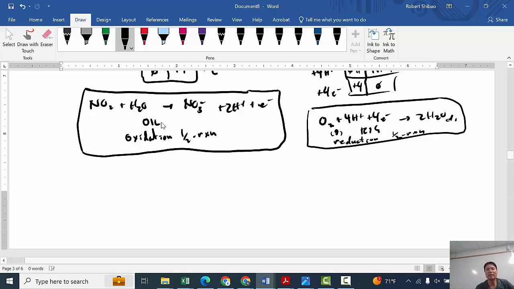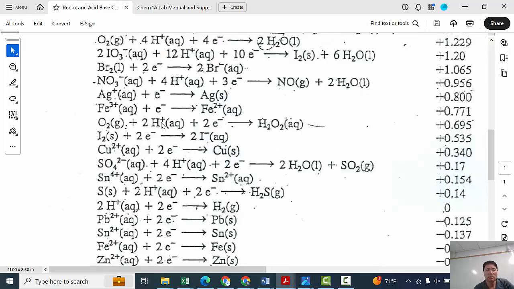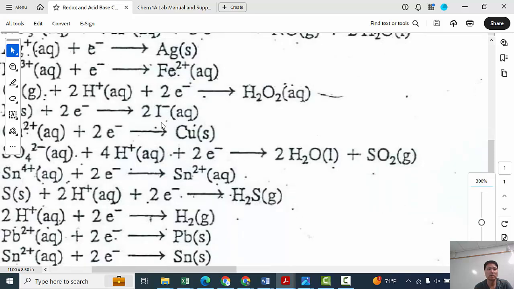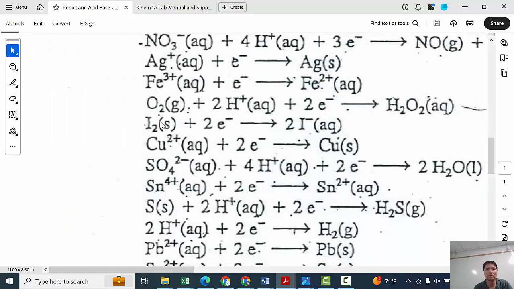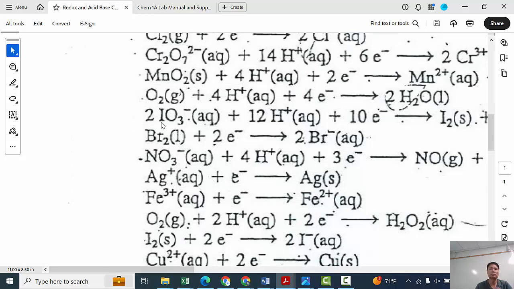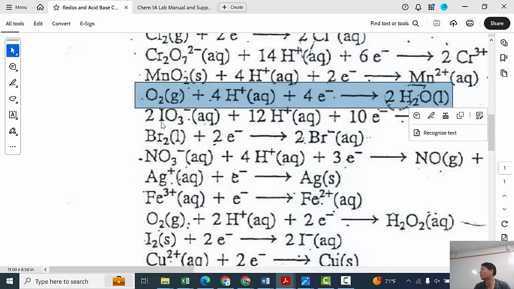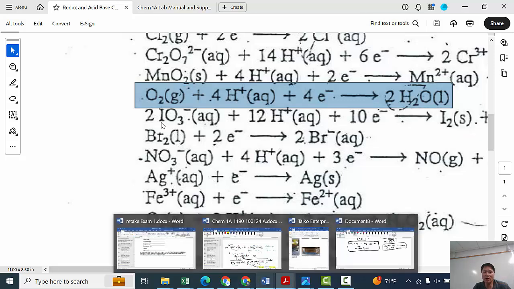This reduction half reaction might look familiar because if we go back to the chart, you see it here? This is just what we generated. Oxygen plus 4H plus 4 electrons yields 2 H2O. And it's a pretty decent oxidizer. But the other half reaction is off a little bit.